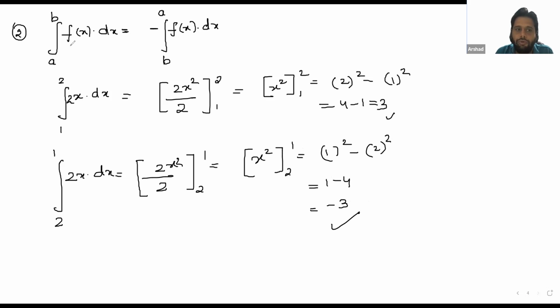Okay. So if you are interchanging the limits, then what is the difference between these two values? The sign will change. Okay. So I hope this is clear to both of you. Now please note down this. Again, raise your hand. Then we will start the third property. And let me know if you have any doubt in these properties. Properties of definite integrals are very, very important. So if you have any doubt in any other property, please let me know.